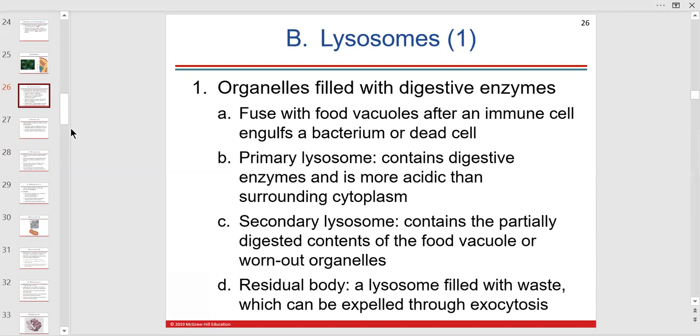Lysosome, what did I call this? The suicide sac of the cell. That's a terrible name, but it kind of makes sense. It's within an immune cell, and when the cell engulfs, the lysosome has an enzyme that usually, and sometimes has HCl, hydrochloric acid, that's going to destroy whatever's in there. That's primary lysosome, and then it goes on. You don't have to worry about secondary lysosome. Just know what a lysosome does.